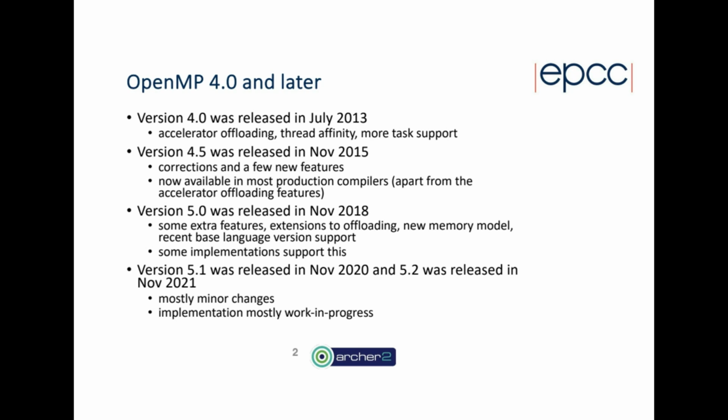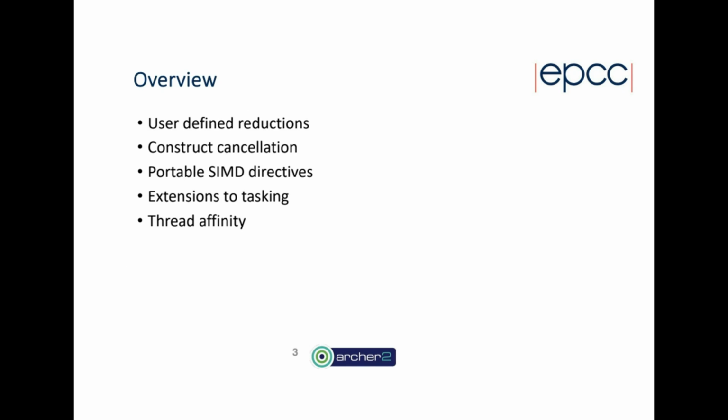What do you get in current compilers? Well, it's a bit of a mishmash really. Most of them are at least 4.5. Most of them are 5.0, and whether you get 5.1 or 5.2 supported is still a bit hit and miss with some of the implementations. Okay, so what features am I going to cover here? I'm going to talk about user-defined reductions, construct cancellation, portable SIMD directives, a couple of additional things to do with tasking, and the thread affinity features.